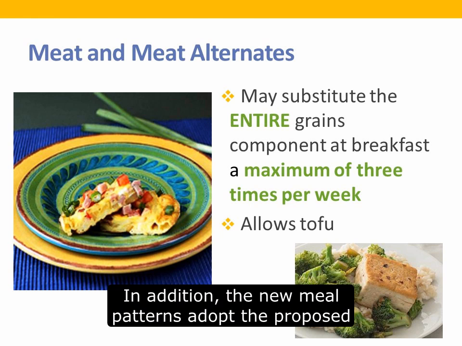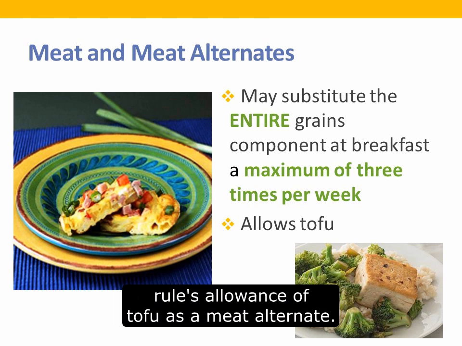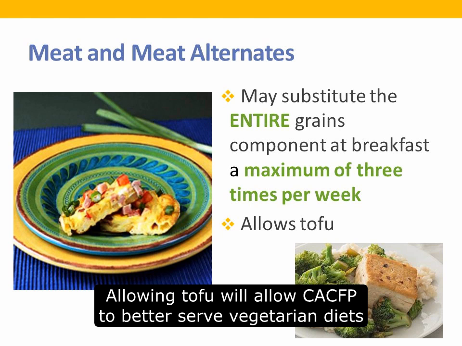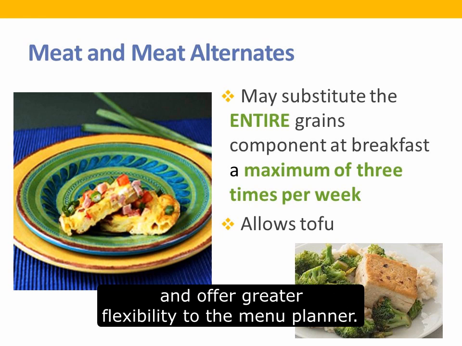In addition, the new meal patterns adopt the proposed rule's allowance of tofu as a meat alternate. This was strongly supported by commenters. Allowing tofu will allow CACFP to better serve vegetarian diets and offer greater flexibility to the menu planner.